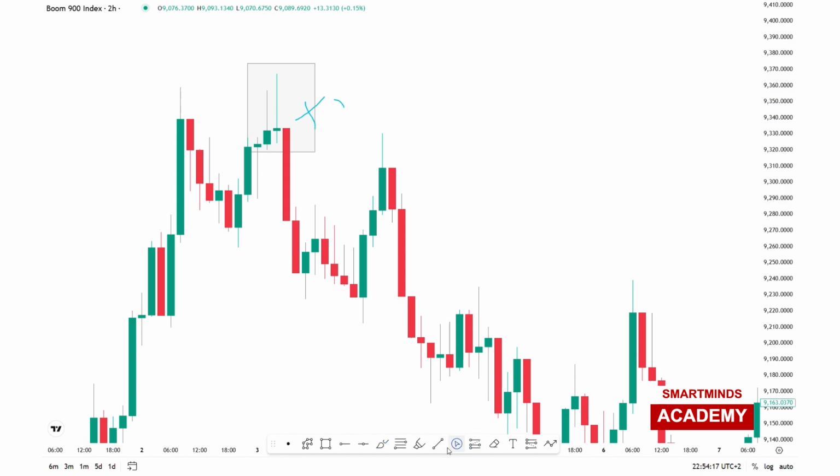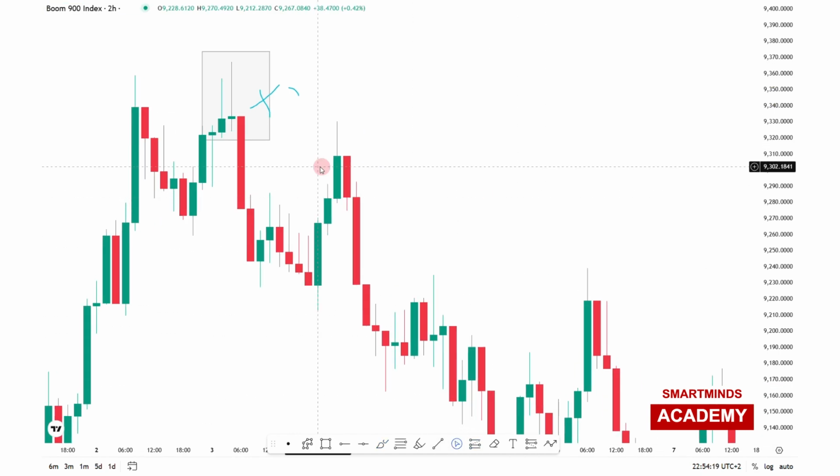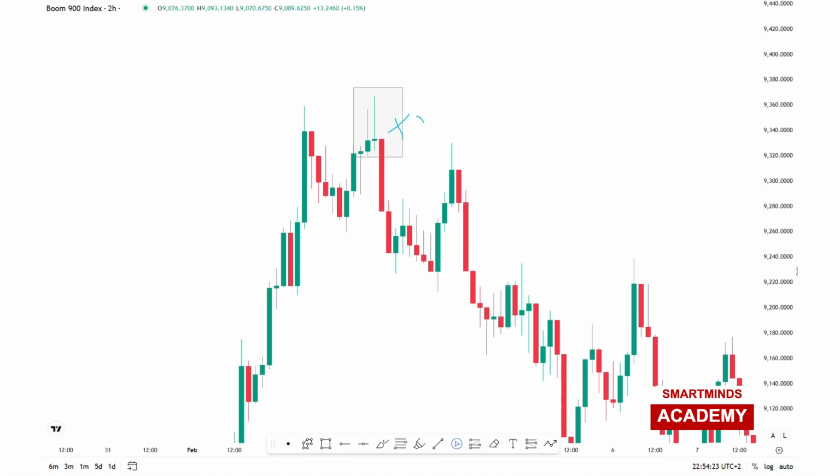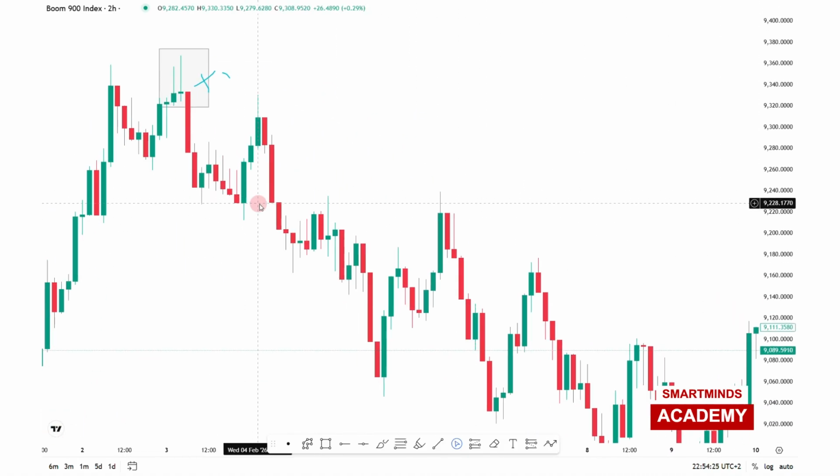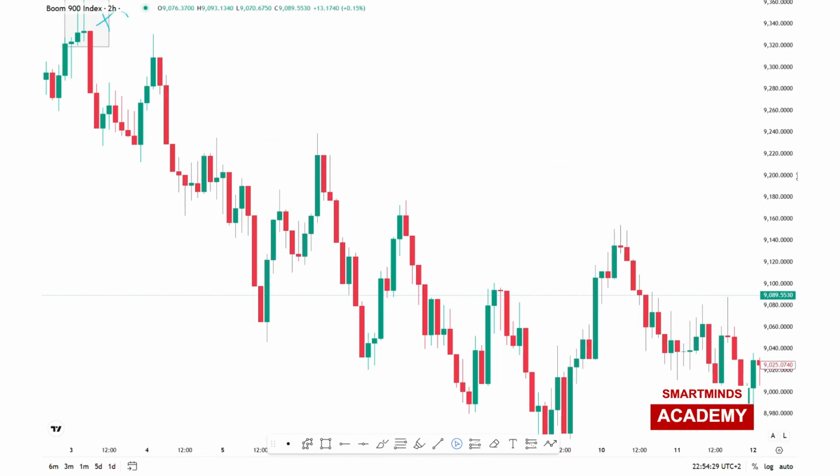Let's move on with the price and see what happened there. This doesn't give us anything. However, as you can see, there's a fair value gap here, but the price never came to this favorable gap here. What do we have on 2 hours?